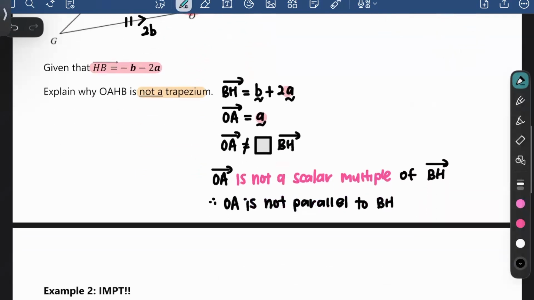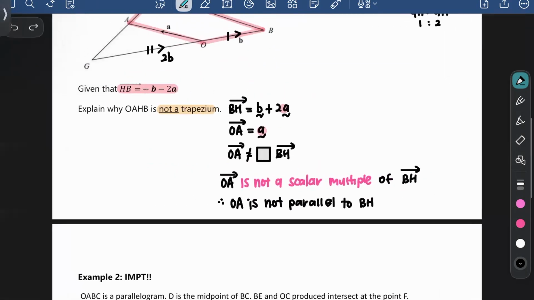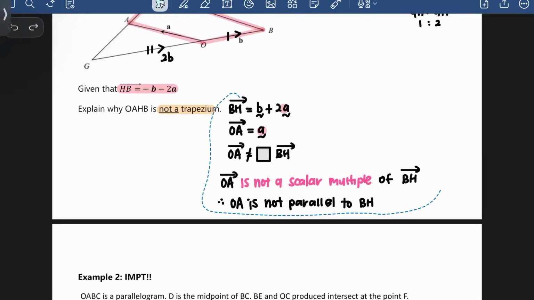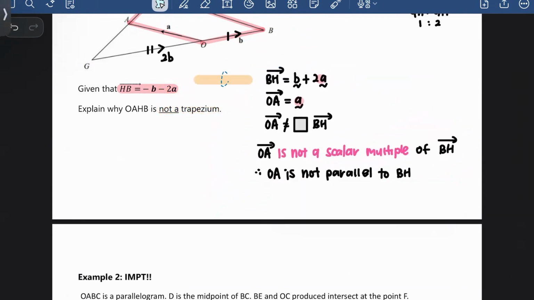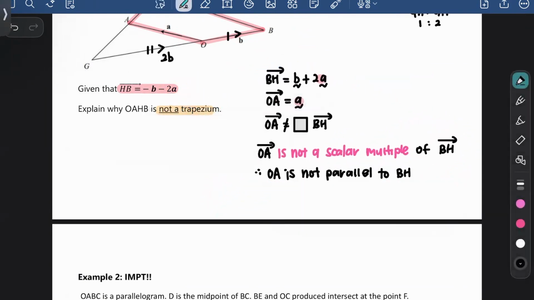So from here we can conclude that, therefore, my final conclusion, let me write, where do I write? Okay, I just squeeze. Can I bring this up? So then you can answer the question. Okay, I'll bring that back later. So then your final answer, please answer the question. Therefore, OAHB is not a trapezium.